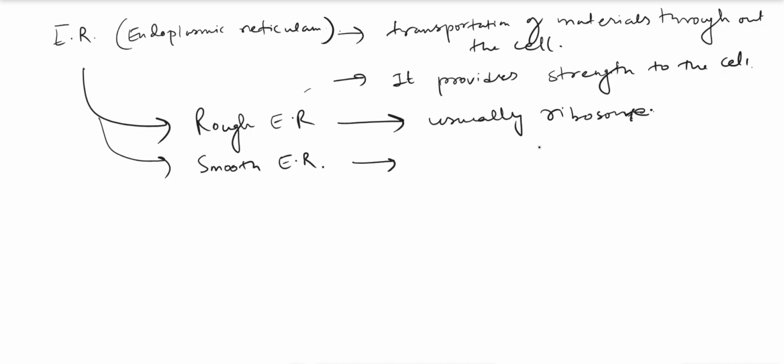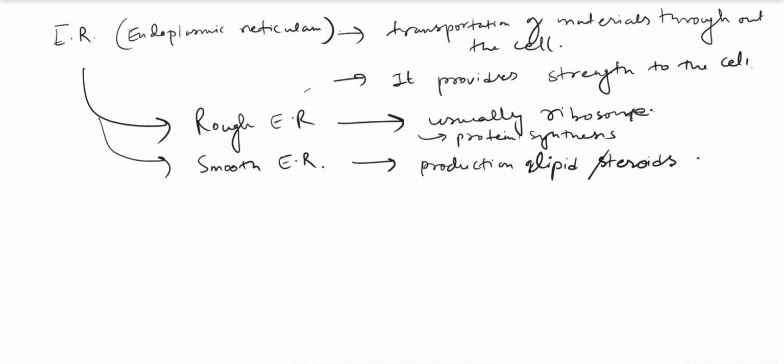Now, rough endoplasmic reticulum helps in protein synthesis, whereas the smooth endoplasmic reticulum helps in the production of lipids and steroids, and is also responsible for detoxifying the cell. So this is the function of smooth endoplasmic reticulum.